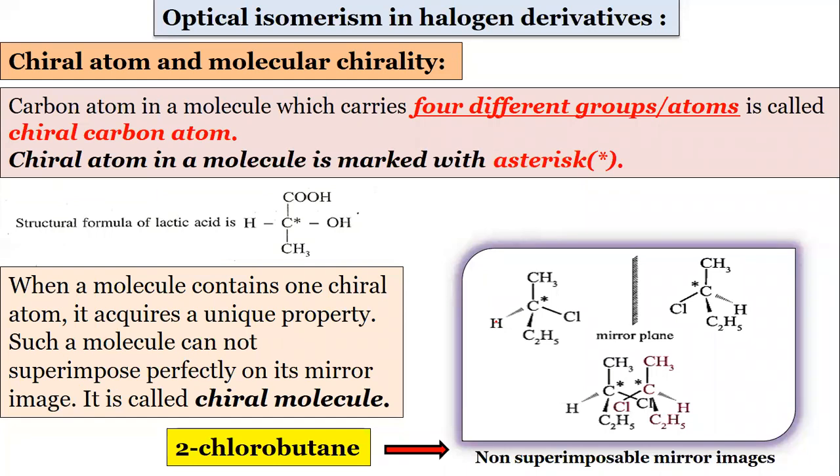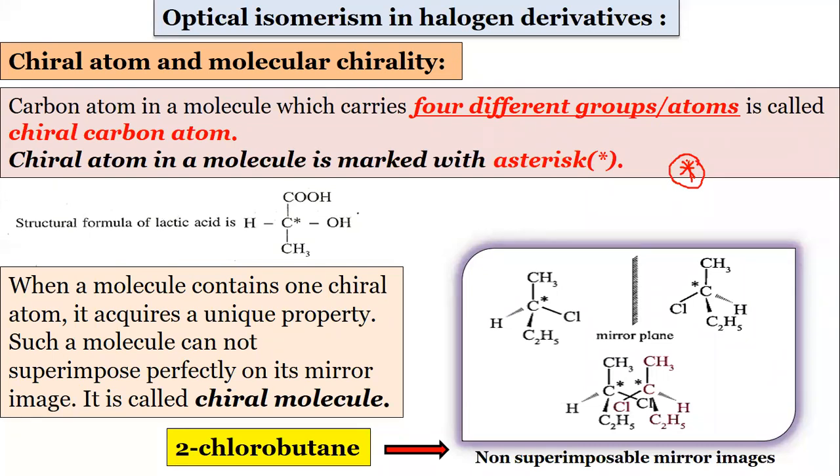Now I'm coming to optical isomerism in halogen derivatives. This is the heading. In this, chiral carbon, please try to understand the pronunciation. This is called a chiral atom, and the molecular chirality. Many students I observed make the pronunciation wrongly. So this is a very important question regarding the board examination for 1 mark, remember. Make it very important. For 1 mark VSA, a very short answer question, this can be asked.